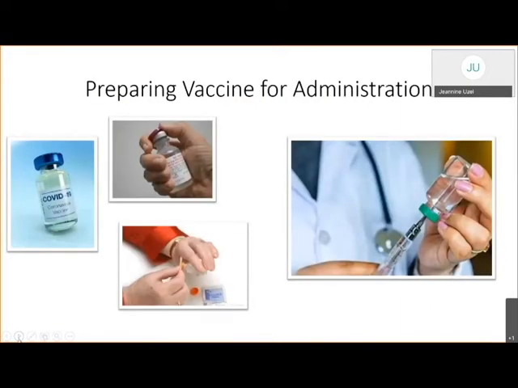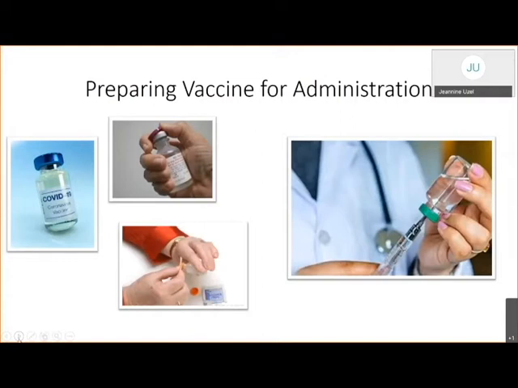Once you have performed hand hygiene, you are ready to prepare the vaccine. Follow the manufacturer's guidance to mix the vaccine thoroughly and obtain a uniform suspension. Many COVID-19 vaccines are sensitive and must be gently swirled instead of shaken. Some vaccines require mixing with a diluent prior to injection.